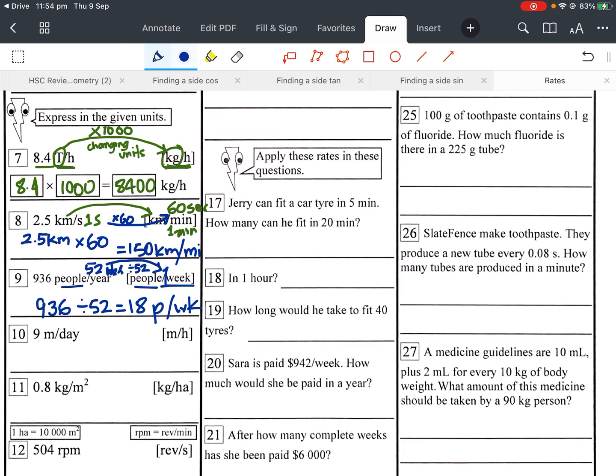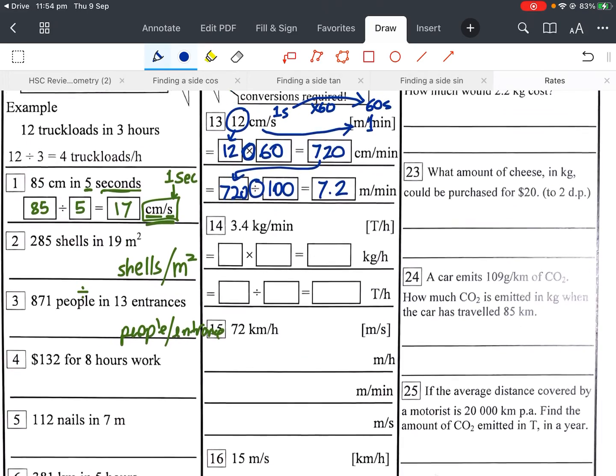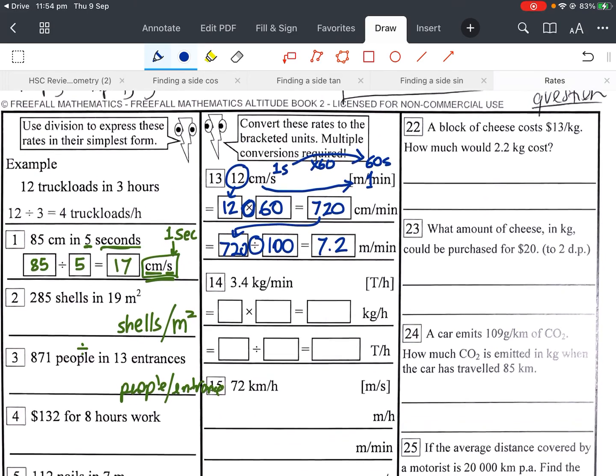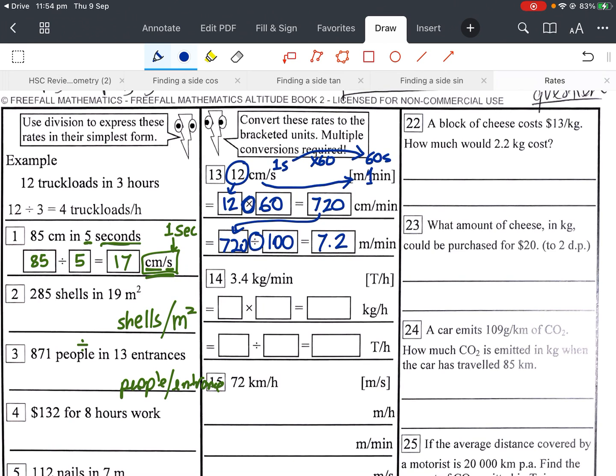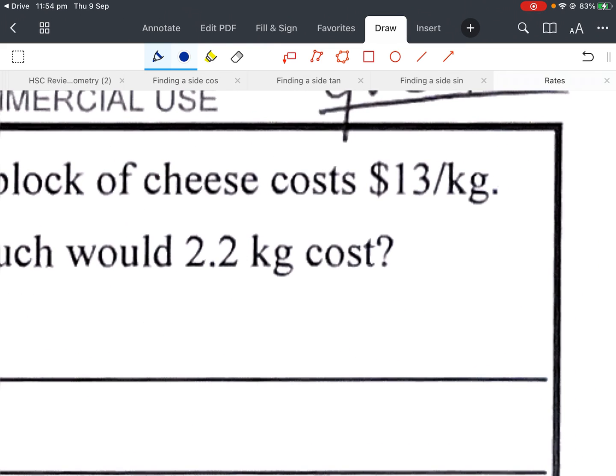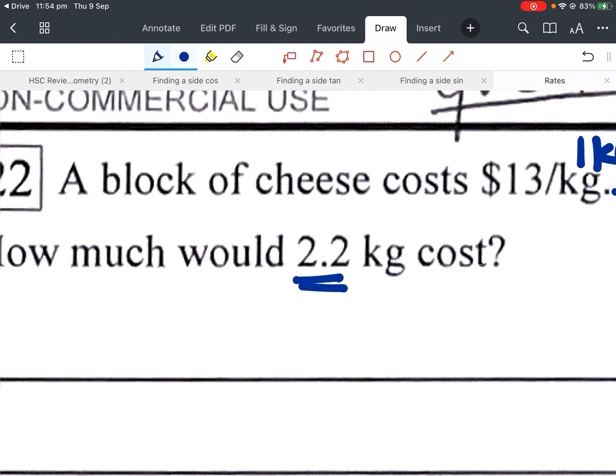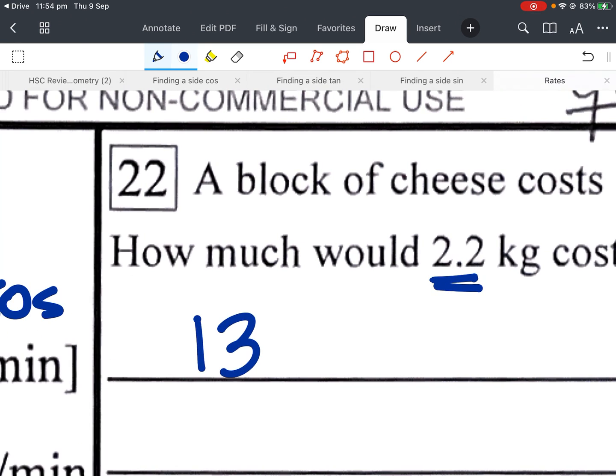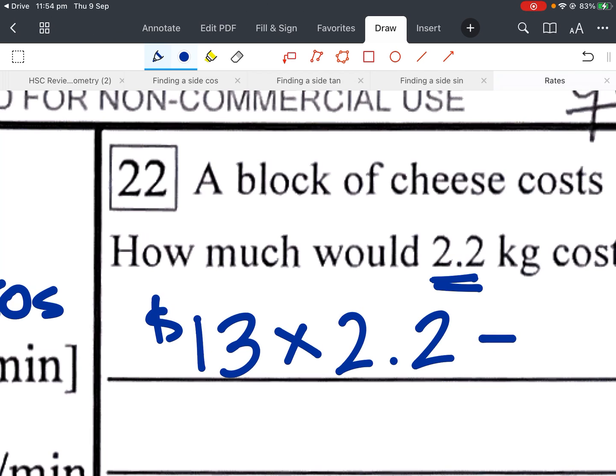I am going to try. Now they're all connected. Notice 17 is talking about a car tyre, 18 is with 17 and 19 is also with 18. So realise there's usually two, one after the other. I'm going to have a go at the cheese one. A block of cheese costs $13 per kilo. How much would 2.2 kilos cost? All right, so I know that this means $13 for 1 kilo, don't I? But I want to know how much 2.2 kilos cost. So that means all I've got to do is $13 times 2.2. 13 times 2.2 gives 28.6 I get.